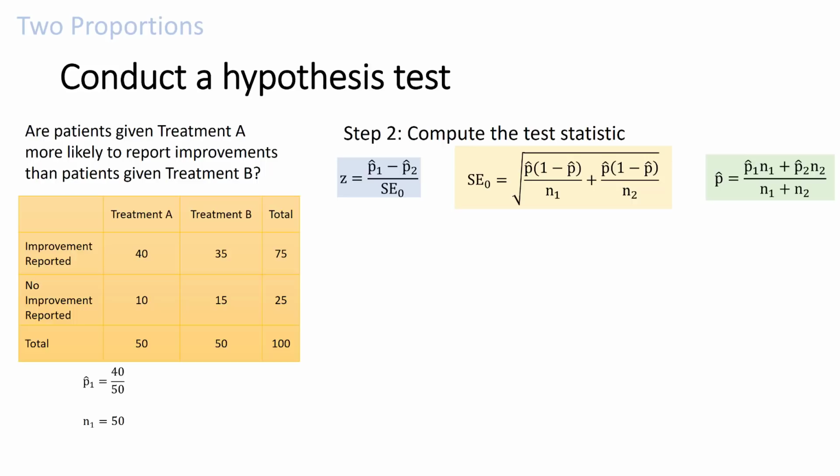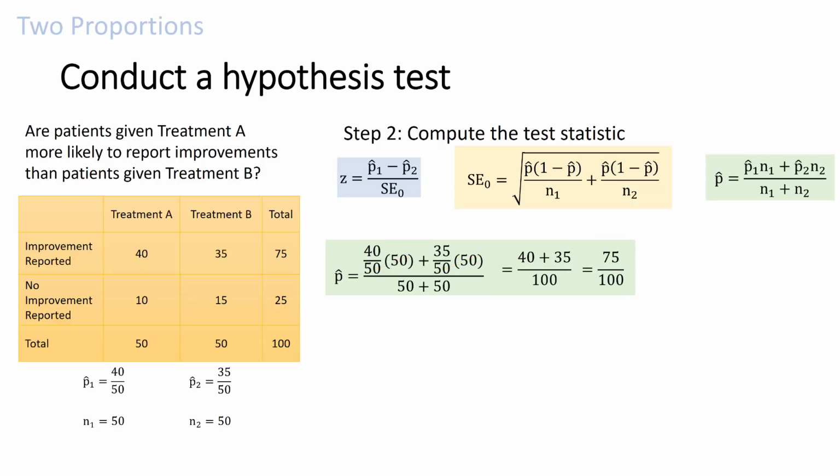N with a subscript 1 is the sample size for group 1. That was 50. P hat 2 is the proportion of successes in group 2. That's 35 over 50. N with a subscript 2 is the sample size for group 2, and that was also 50. These are all of the values that we need to compute the pooled proportion. Remember, I suggest keeping the sample proportions as fractions for this, because when you multiply the sample proportion by the sample size, you'll get the number of successes again, and it prevents you from having to work with more decimals than necessary.